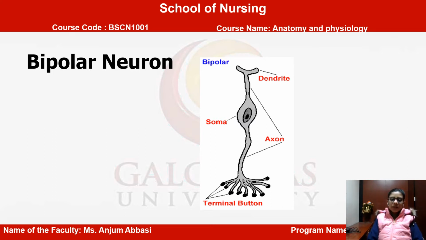So here we can see the diagram of a bipolar neuron, as we have learned that it's having two poles. One is dendrites and the other is the terminal button, the endpoint of the axons. So here you can see different parts of the neurons and how it looks like. First one is dendrites, then in between it's having its body, and this part is soma, and this is the axons, and down there are the terminal buttons.